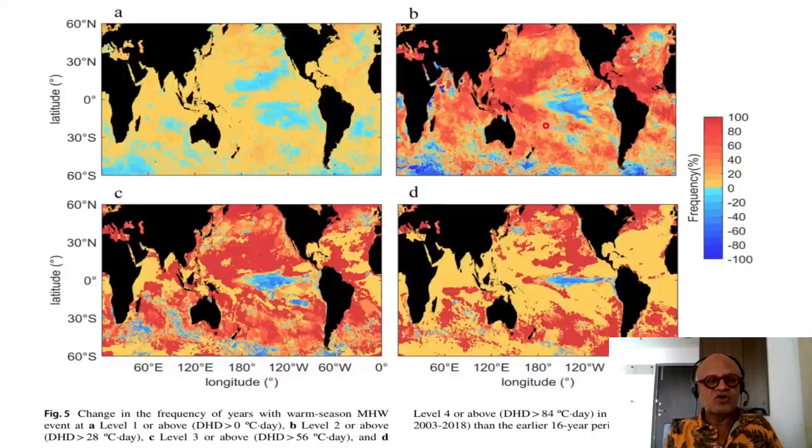In B, we are looking at level 2 or above, so greater than 28 degrees C days, or what NOAA would call degree heating week of 4. I think again there is a massive increase here in the West Pacific warm pool, and maybe the PDO impact here, and advection of heat by the East Australian current, maybe by the Gulf Stream, and so on. So changes in dynamics and wind circulation may be confounded in this as well.